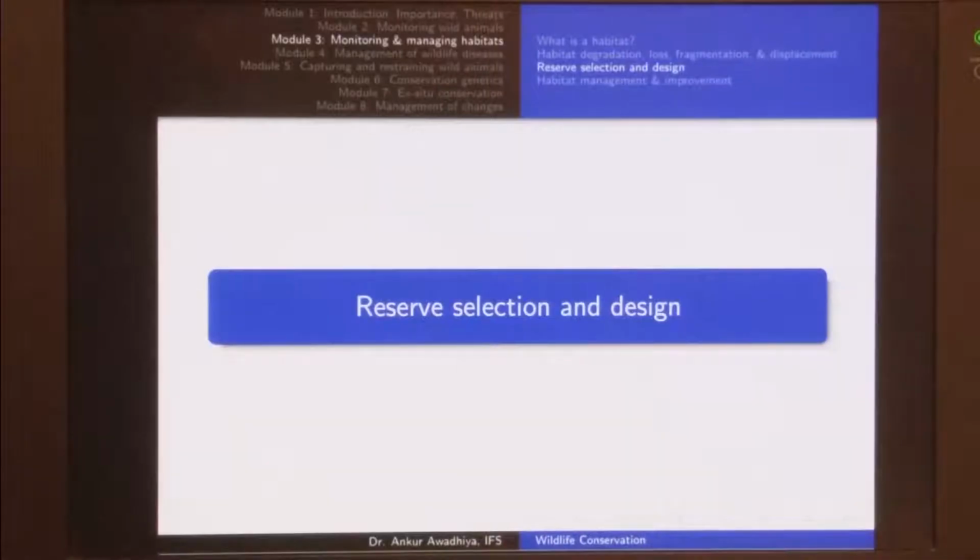Namaste. We know what a habitat is, and we have seen how we are losing our habitats for the wild animals. So, how do we protect our wild animals? One way is through the creation of reserves for wild animals, which are protected areas, also called protected habitats. So, in today's lecture, we will look at reserve selection and design.